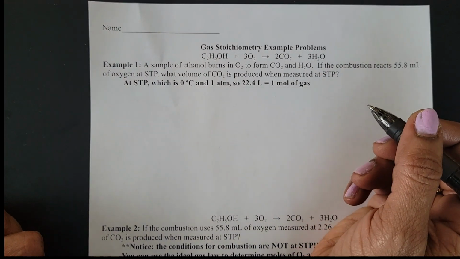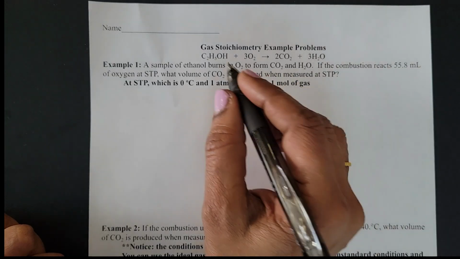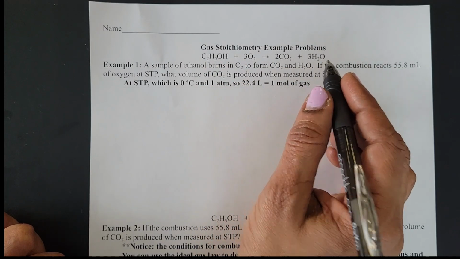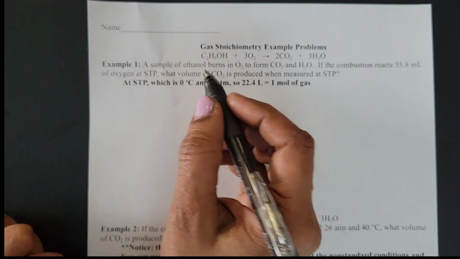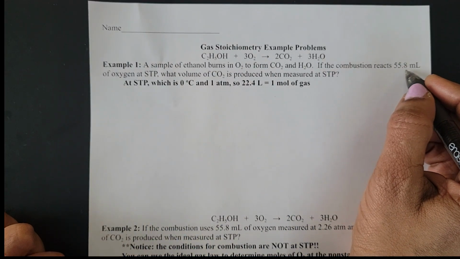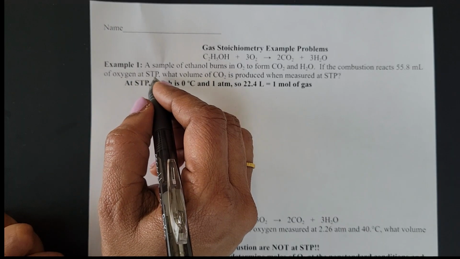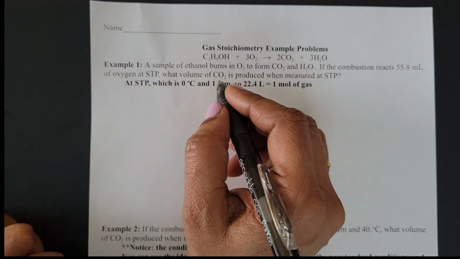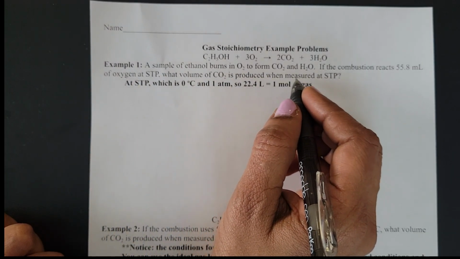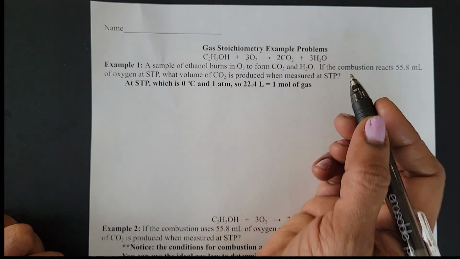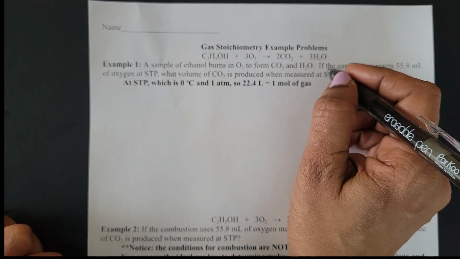Gas law stoichiometric questions. To solve the question, you need a balanced chemical equation. So this question says 55.8 mL of oxygen at STP. What volume of CO2 will be produced when measured at STP? Okay, that is the one thing you need to be careful about.